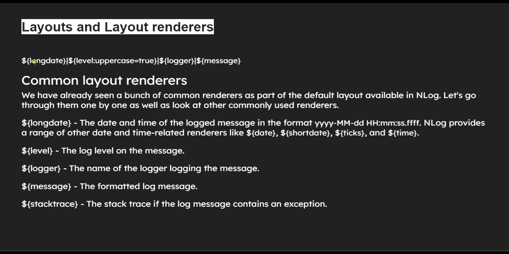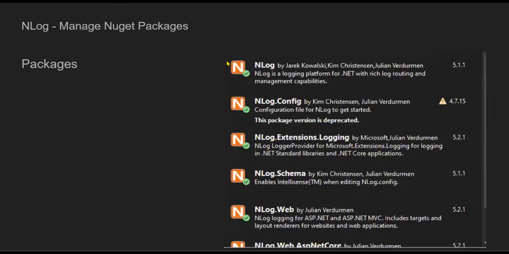Okay, so the date will come, and after that the info, for example, your namespace.class name, and then your log message. Okay, so we will see this practically. And before that, how to install NLog in your automation project.